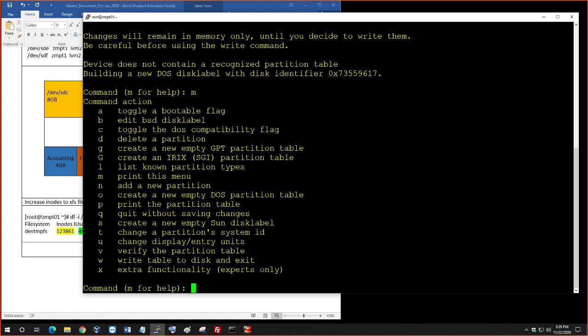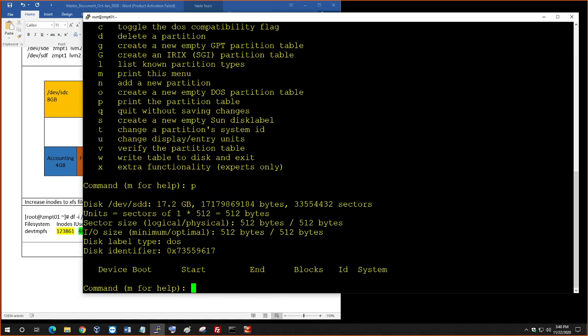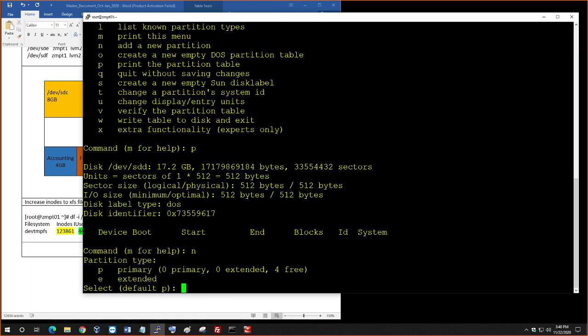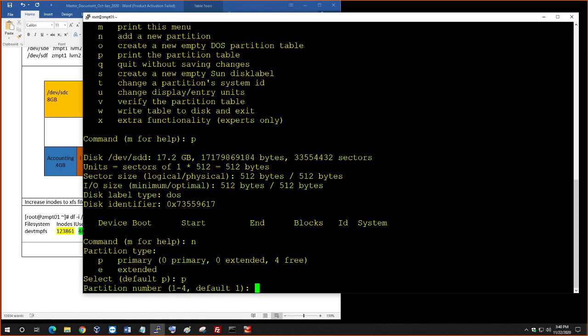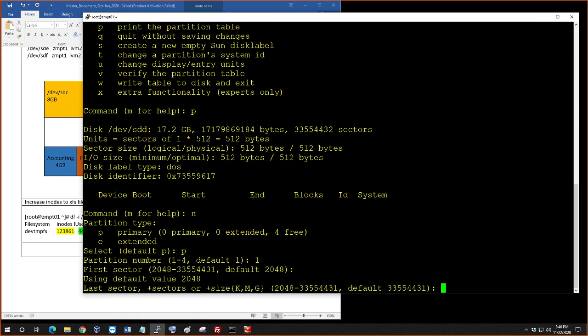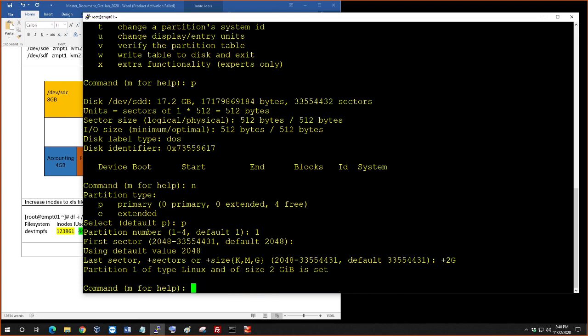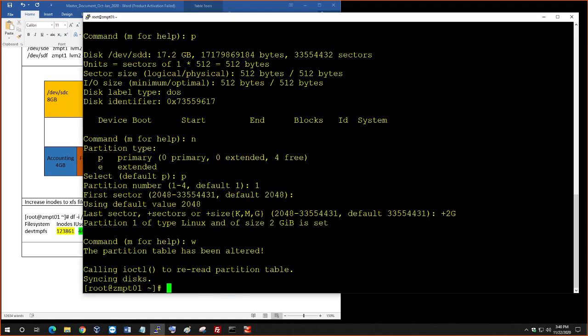I'm going to do create, or P, there is nothing in here. I'm going to say new, enter. I'm going to say primary, and then which partition, number 1, and then the first sector. I'm going to hit enter, and then I'm going to say plus 2G, so that we know that the size we're dealing with is not too big. Okay, and then I'm going to write and exit.